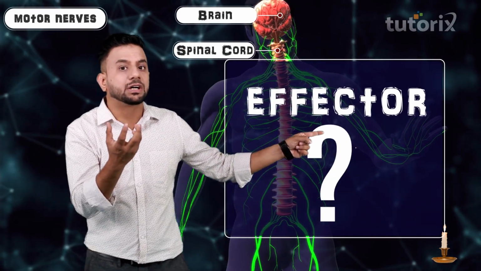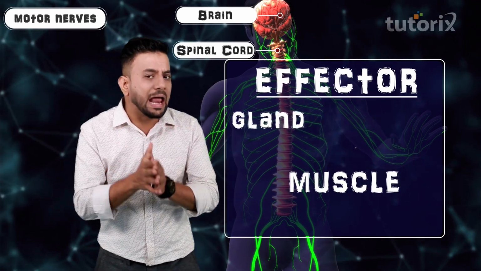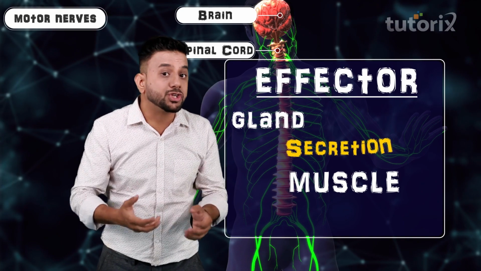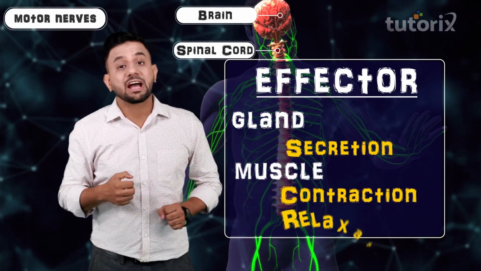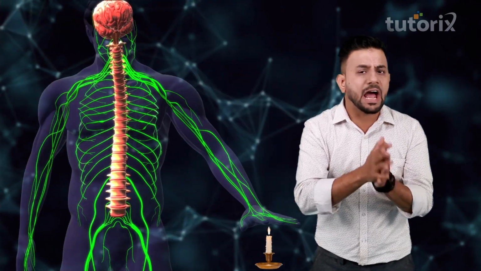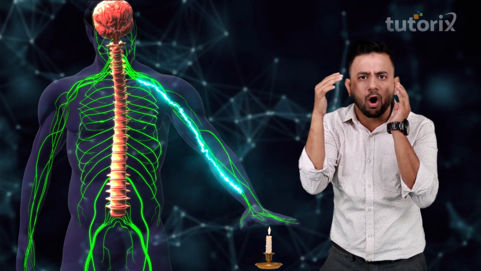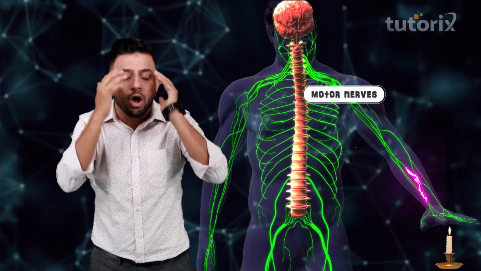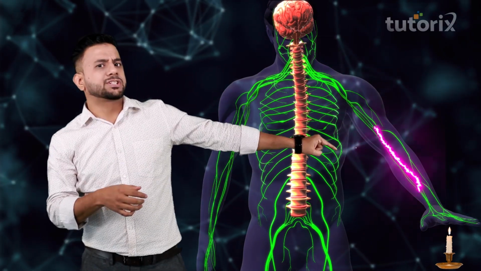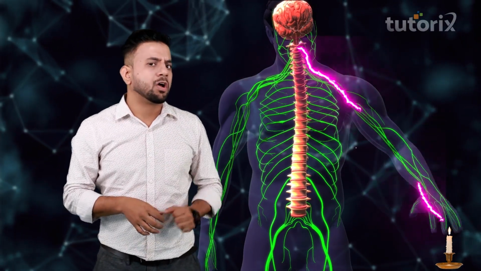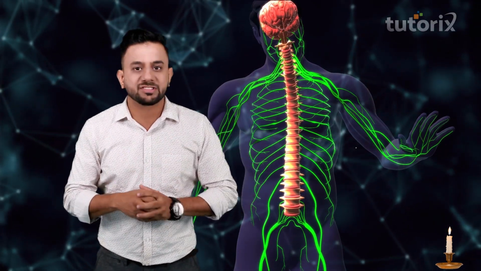Now, what is an effector? Effector can be a gland or a muscle. When there is a gland, there will be secretion, and when it involves a muscle, there will be contraction or relaxation of the muscle. So now you should understand that when there are sensory impulses, these impulses will go to the brain or spinal cord, and the brain or spinal cord will tell the motor neurons. It will tell the glands, secrete. It will tell the muscles, contract or relax, and this is how the whole system functions.